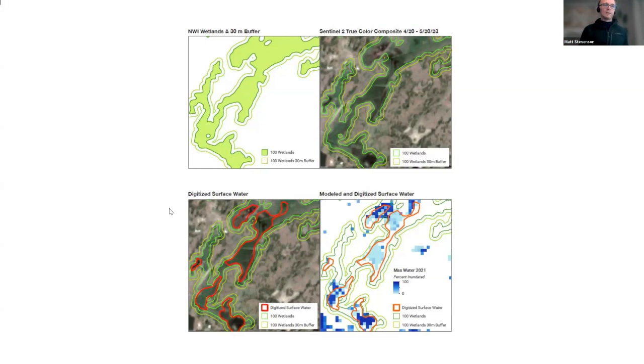So I digitized by hand for each of those stratified sampled wetlands the extent of surface water, which you see in red. And then we summarized the percent inundated, which you're seeing in that continuous blue scale within the red and green polygons. And I summarized all of that information and sent it to Jacob, and I'm going to hand it back to him to explain the results.